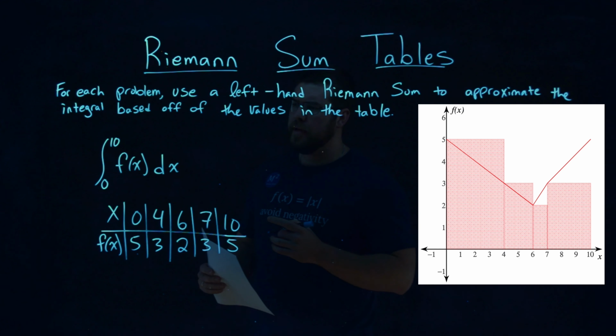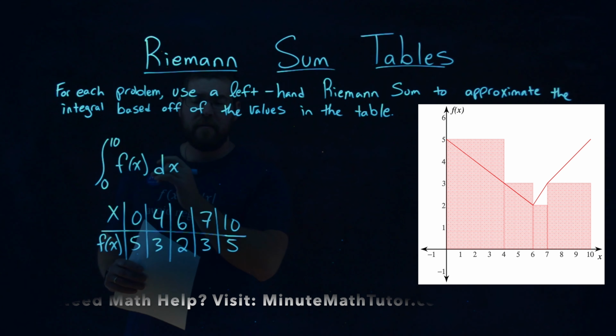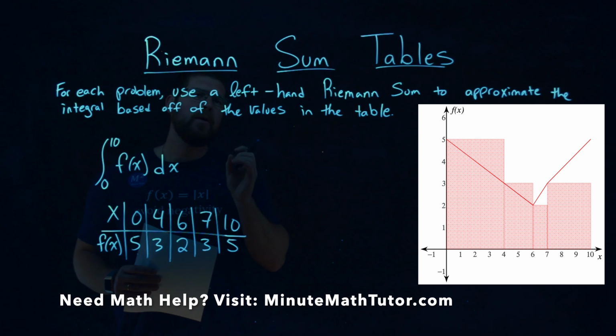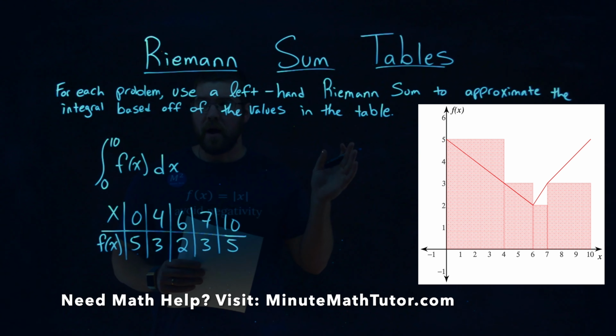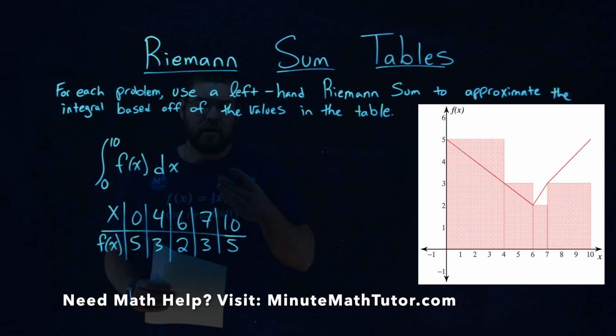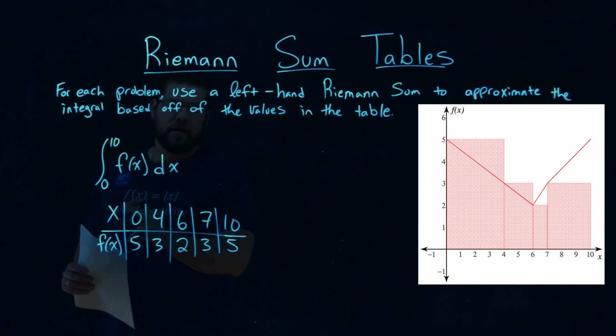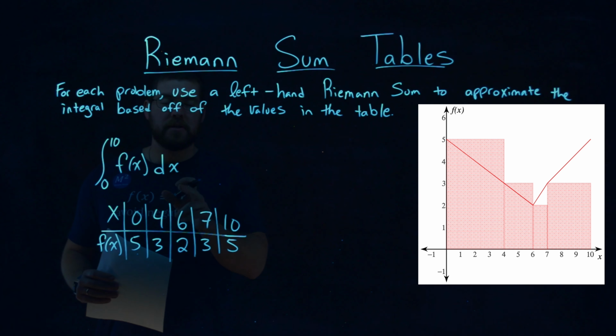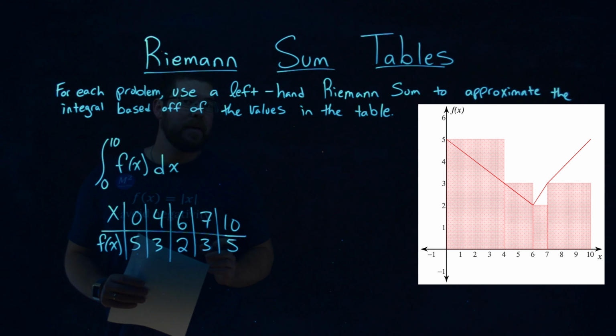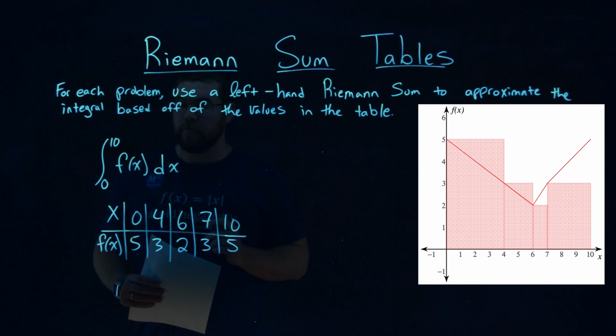We're given this problem right here, the integral from 0 to 10 of f of x dx, and we want to use the left-hand Riemann sum to approximate this integral based on the values in our table below. The first thing I want to do is see my x values here, and find the difference between each x value. That's going to give me the width of each rectangle.